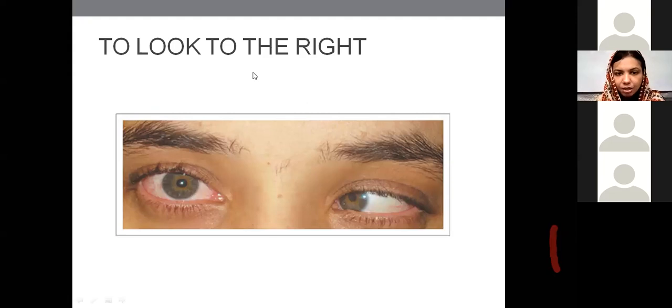Again, the command is to look towards the right. यहाँ पे क्या abnormality है? Right eye is this and the left eye is this, right? Left eye is fully adducted, but the right eye is unable to abduct, right? So this is a lateral rectus palsy, and this is a sixth cranial nerve palsy.